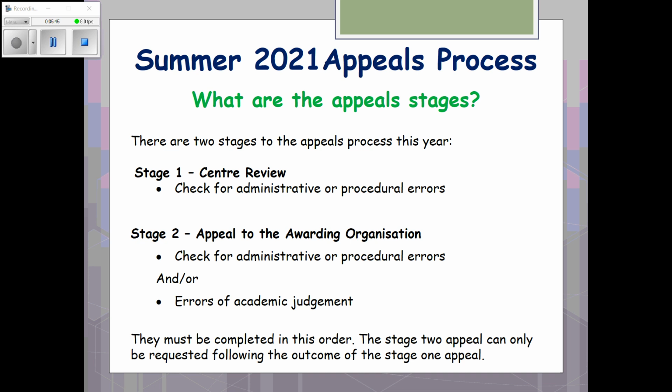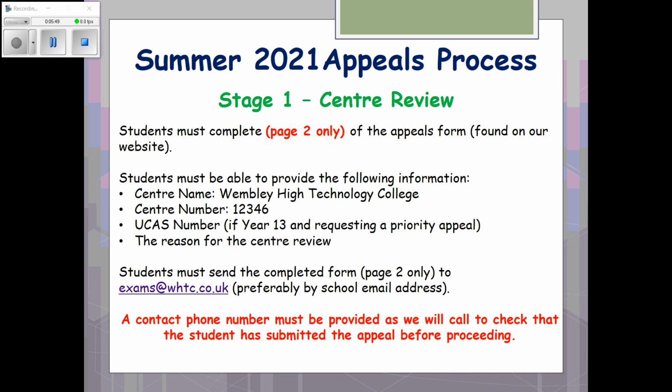So let me go into a little bit more detail on these different stages and what this means students have to do. Following that results day, if a pupil thinks that there has been a procedural or administrative error, they must complete page 2 only of the appeals form. Now, the appeals form will be found on our website, so please do check there to download that form.